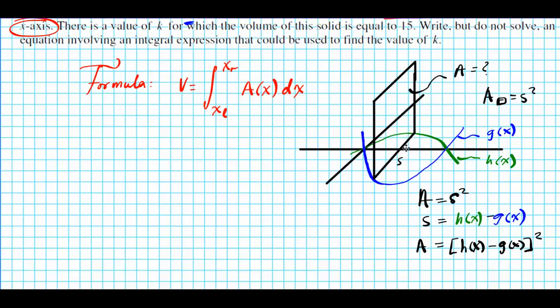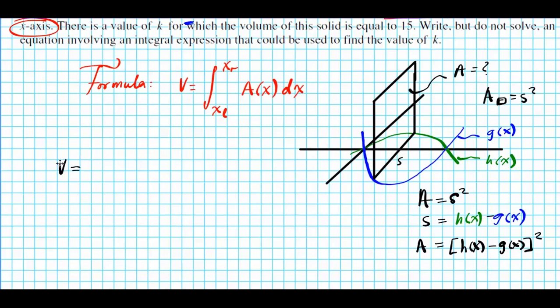square right here. Okay, so what we're going to do is accumulate all the squares from this point to this point with the base length of h of x minus g of x, and that will give me the volume of the resulting solid. Okay, so let's go ahead and do it.